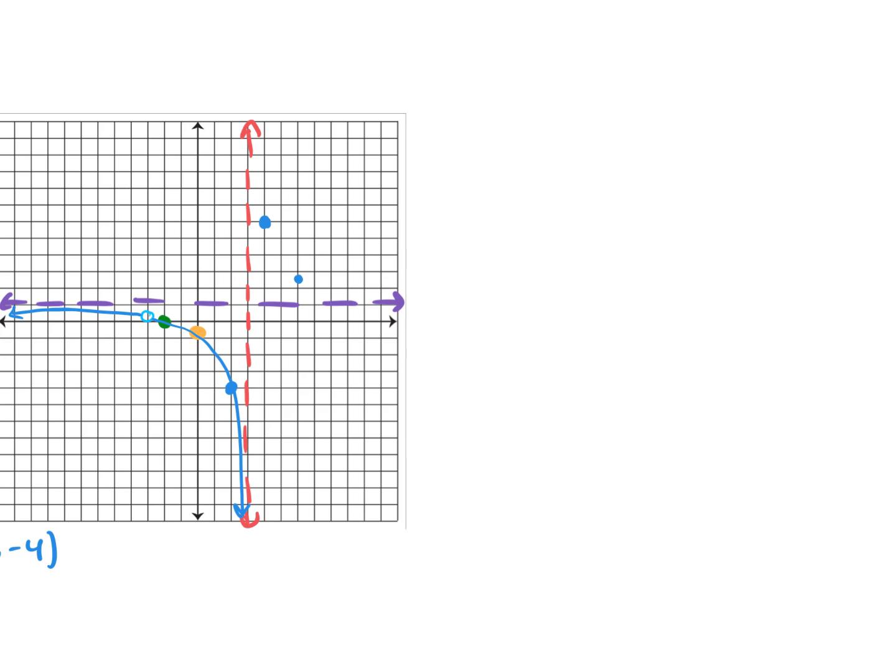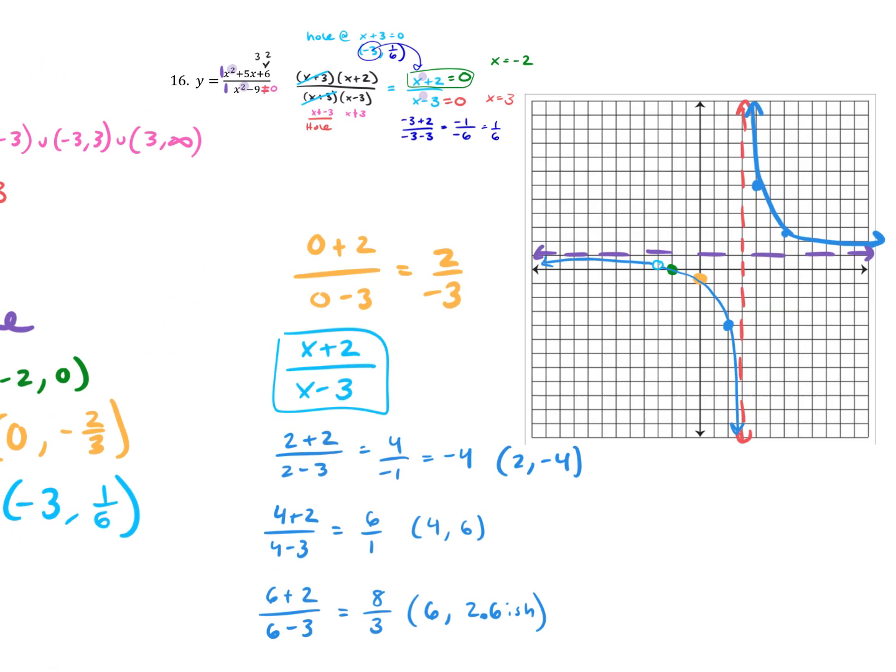As we go out to infinity, we're going to get closer and closer to our asymptotes. We're going to hug the corner here, get closer and closer to our asymptote. So this would be our graph.